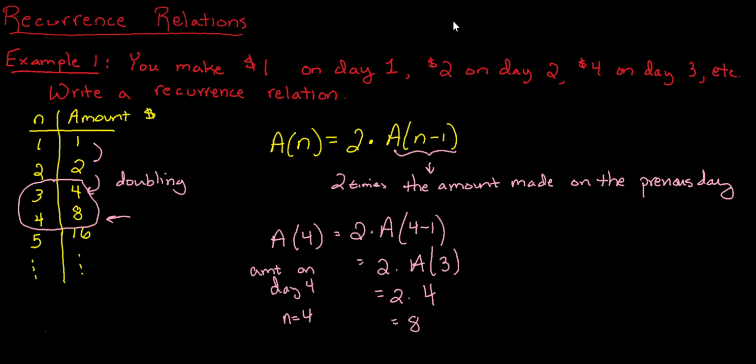So this idea of a recurrence relation, this notation A of n minus 1 means the amount made on the previous day. Sometimes you'll see slightly different notations. Sometimes you'll see this written as a recursive sequence. So you'll see A sub n equals 2 times A sub n minus 1. And again, that means the same thing. It's 2 times the previous term.